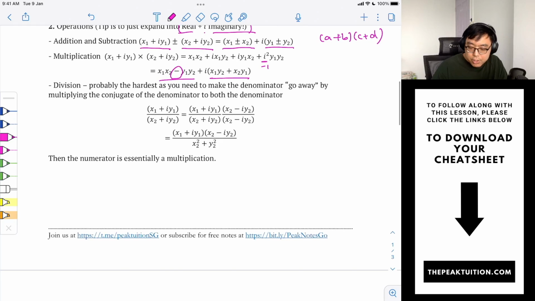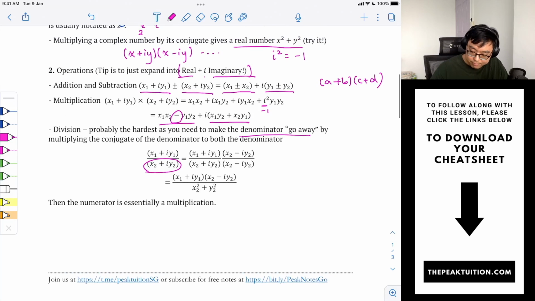In the case of division, it is probably the hardest because you need to make the denominator go away. When we do division, we see that the number below is a complex number. But when we do division, we want to end up with a single complex number. We don't want to have a fractional complex number. Then that's not really doing the division, right? So to get a single complex number, what we do is we make use of the conjugate.